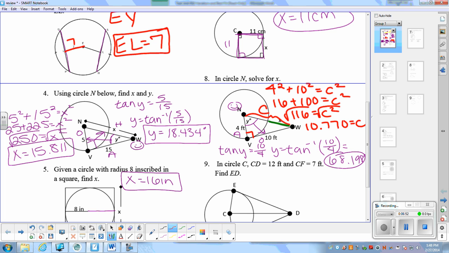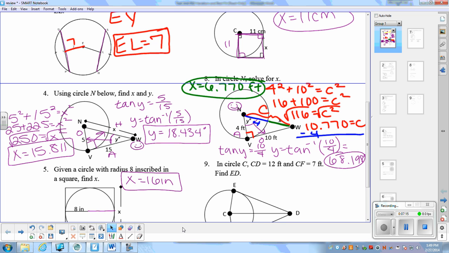All right, so let's look at C. We're just looking for the green part. Well, this part that I've outlined in blue, we know that's 4 because it's a radius. So the green would be my whole line minus 4. So I'm going to get x is 6.700 feet. Awesome.